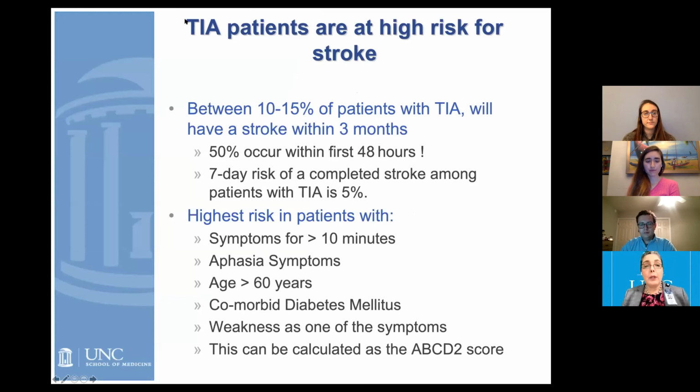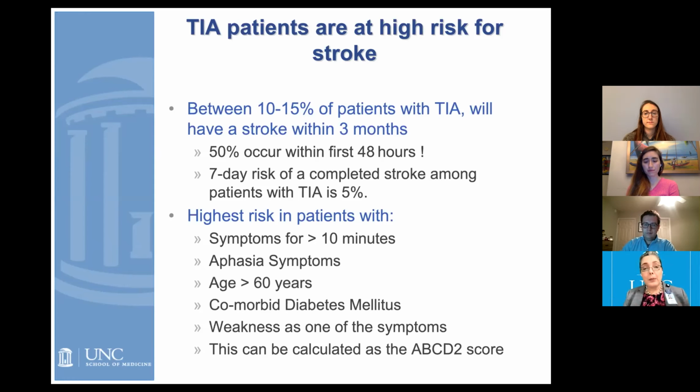Okay, so why is this whole business of TIA and mini stroke important? Well, it turns out that if you think about it, patients who are having symptoms, even if they get all better, something is going on. And those are people who are at very high risk for having another episode, and maybe next time they're not so lucky. So I think of TIA as really winning the lottery.